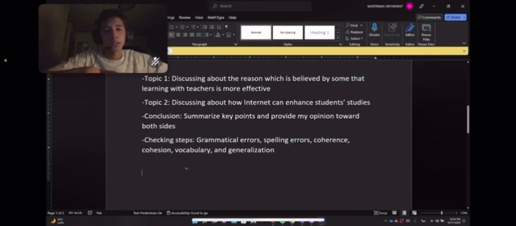Alright, so this step is here. First you should check your grammatical errors, you should check your spelling errors, you check coherence and cohesion, as well as vocabulary, and most importantly, generalization. I mean, everything is important at this point, and generalization is the most simple thing that you can check, and you can lose big amounts of points if you ignore generalization, because it is extremely important.